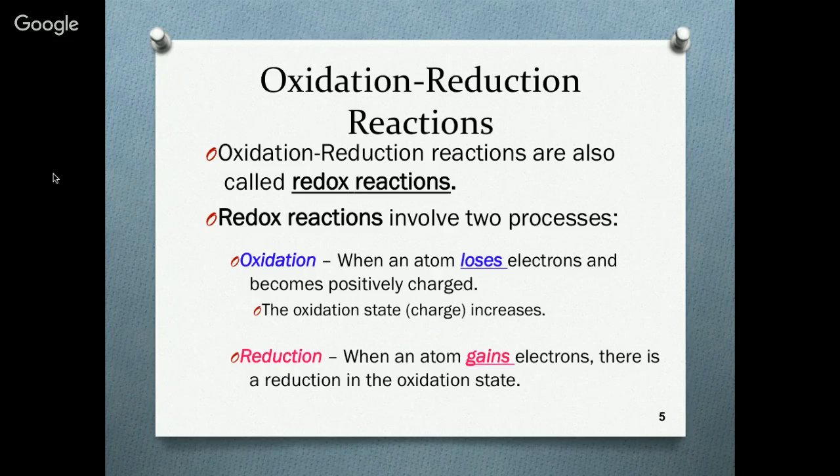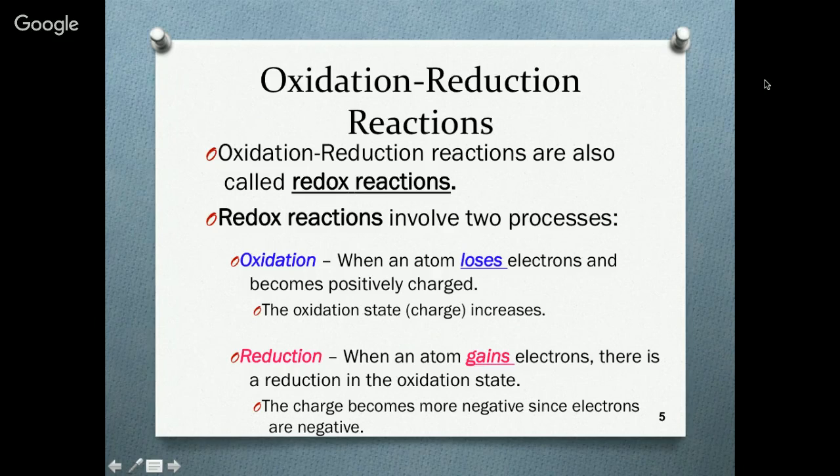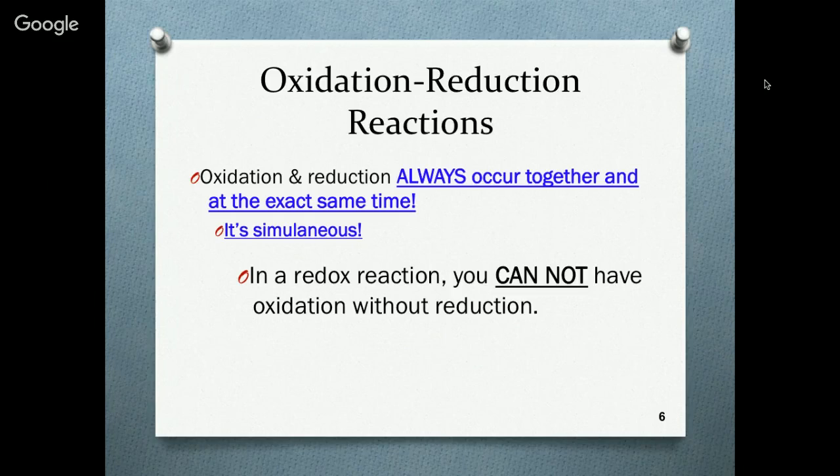Reduction is when you gain an electron, and there's going to be a reduction in your oxidation state. Again, something that bothers people is, what do you mean by saying I'm reduced, but the oxidation number is going up or down? We're going to go through how to figure them out, and we'll try to help you along the way with tricks to make that clearer. So oxidation and reduction always occur together. You can't have one without the other. It's a simultaneous process, meaning they're both happening at the same time. So if something's oxidized, at the same time, something is going to be reduced.